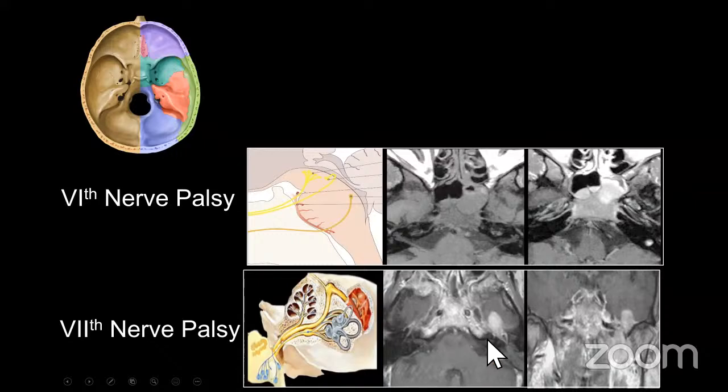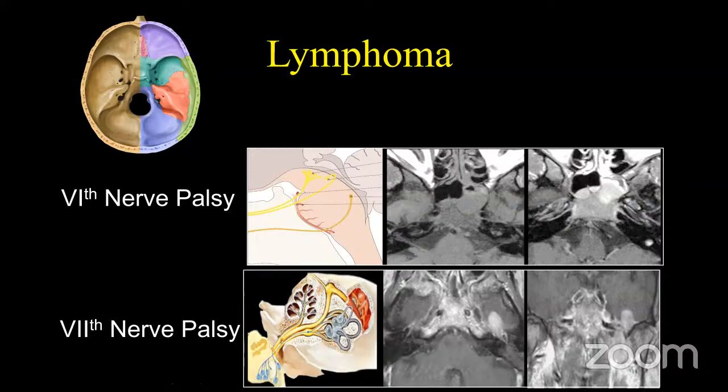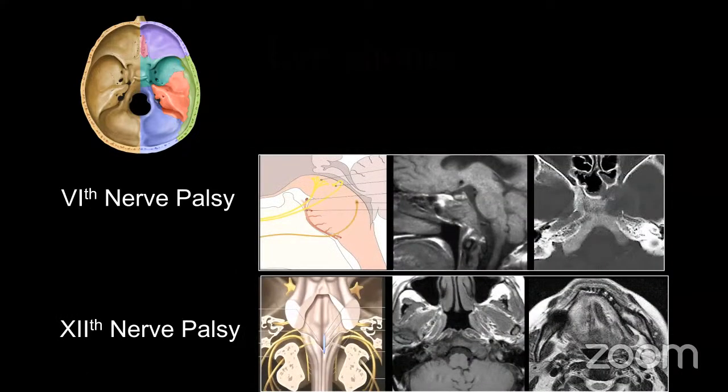And if you don't do the thin section imaging, here's this mass right here, but notice how here's a labyrinthine segment of the seventh nerve, and there's the geniculate ganglion. And the reason this patient ended up having a seventh nerve palsy is that both of these patients had lymphoma. So in this case, the pathology is not necessarily important, but what's important is that if you have patients that do have isolated cranial nerve palsies, make sure you do your thin section imaging.